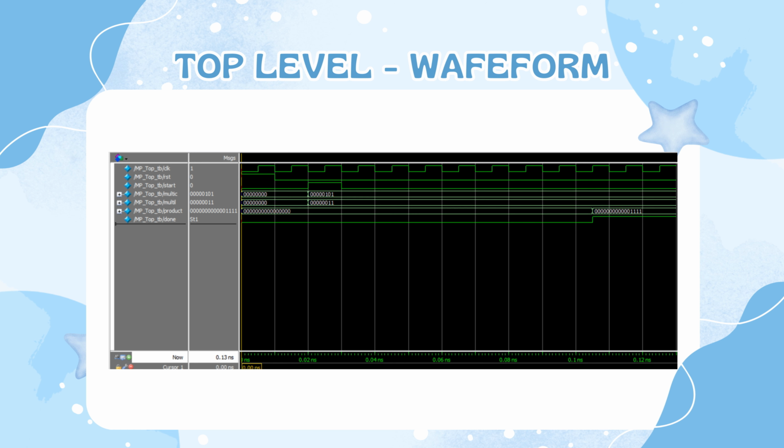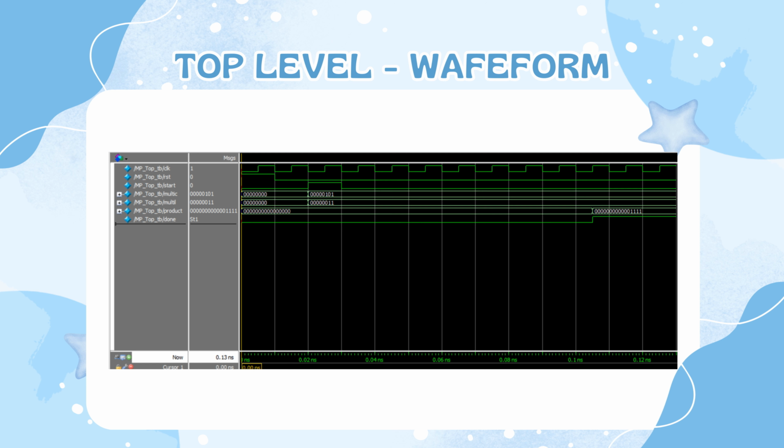Next, we have two input signals, multi-C and multi-L. They represent the numbers we want to multiply. Here, multi-C holds the binary value 0000101, which is decimal 5, and multi-L holds 0000011, which is decimal 3. At the start, the product signal, which will store the multiplication result, is initially 0.